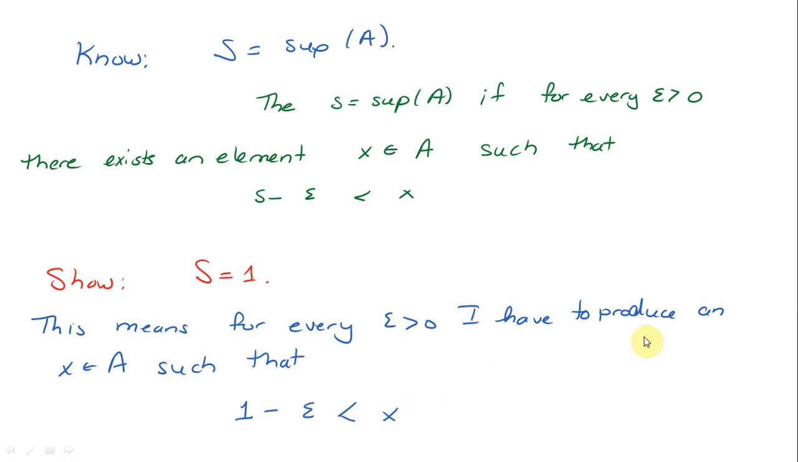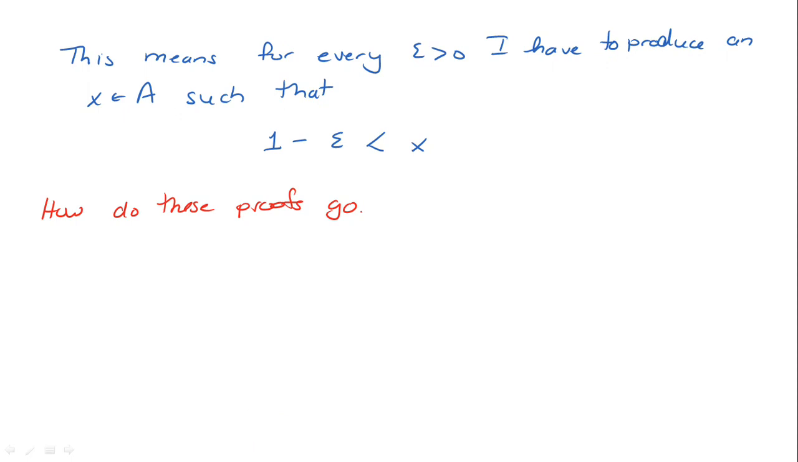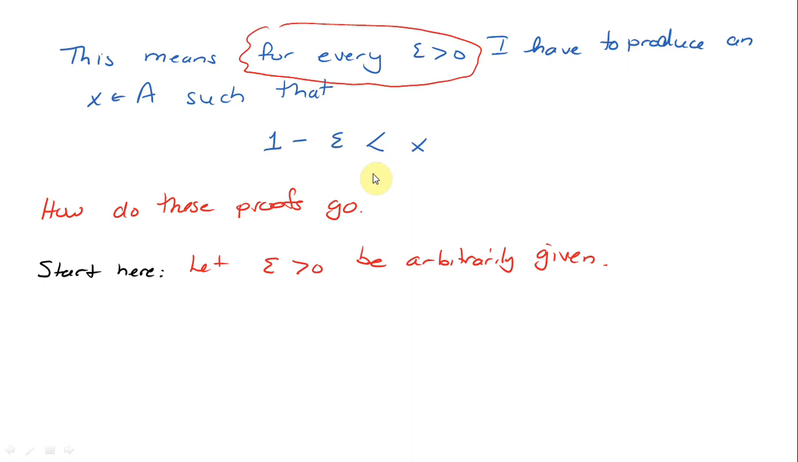So I have to produce an x. I have to show there exists an x. I have to actually construct it and show you what that x is, such that x is bigger than 1 minus epsilon. So how do these proofs actually work? I always start here. If they say for every epsilon greater than 0, I'm going to pretend that there's a guy with a bag of epsilons and he pulls an epsilon and hands it to me. Every one of these epsilons he pulls from the bag, I should be able to rework my proof.